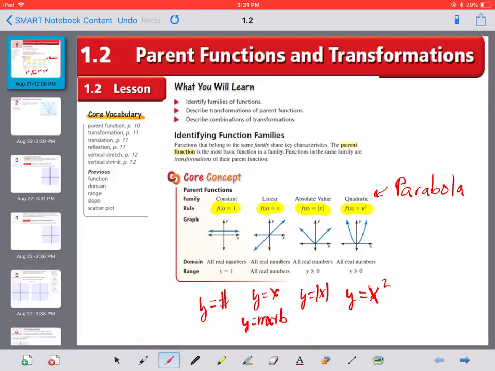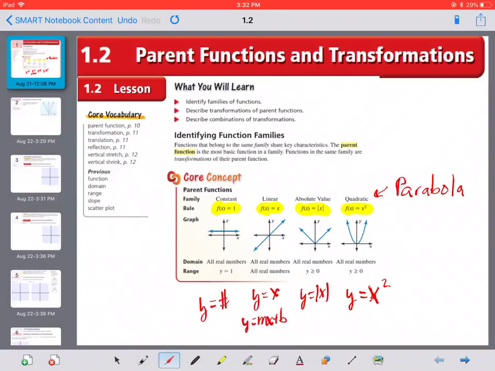There are 4 main families of functions. The constant function, f of x equals 1, is called so because y is constantly the same number. So y equals 1, we go up to 1 and we make a horizontal line at 1 because y is always 1. If it's a horizontal line, it's a constant function.